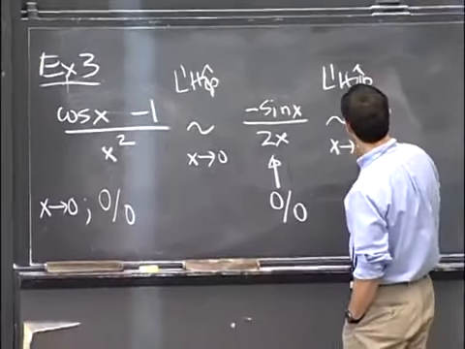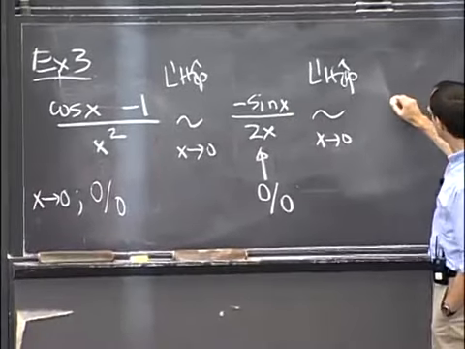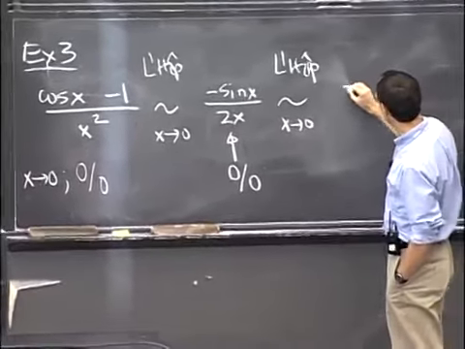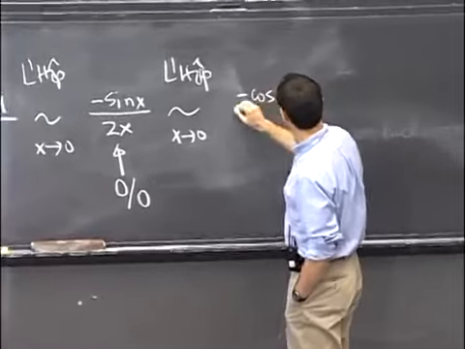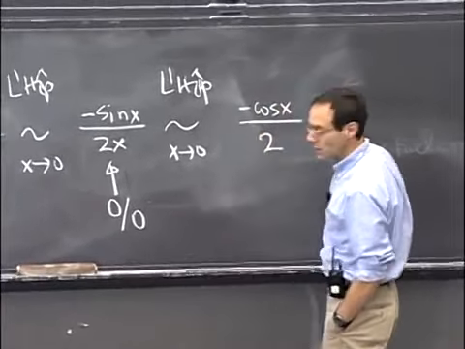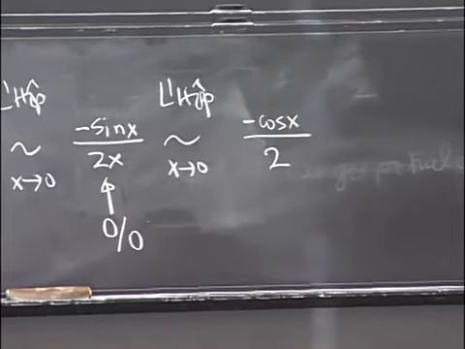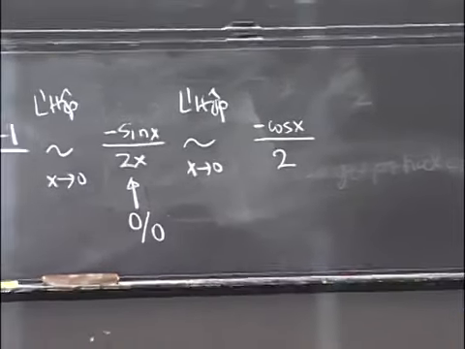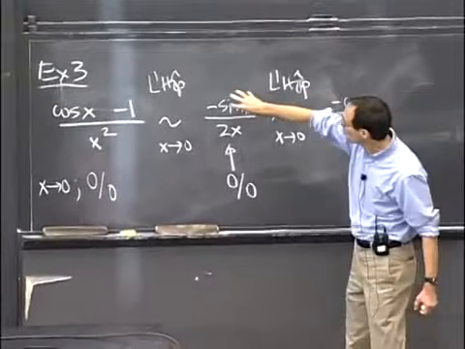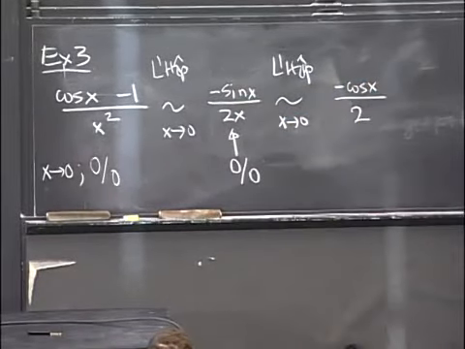And as x goes to 0, this is the same thing as, again, differentiating the numerator and denominator. So here I get minus cosine x in the numerator, and I get 2 in the denominator. Again, this is way easier than differentiating ratios of functions. We're only differentiating the numerator and the denominator separately.